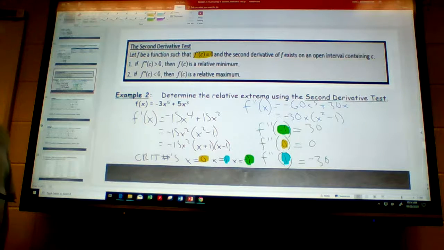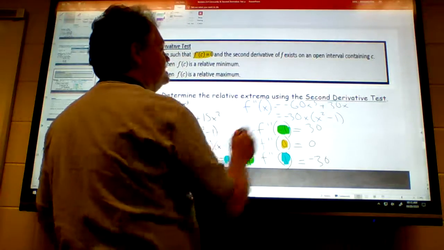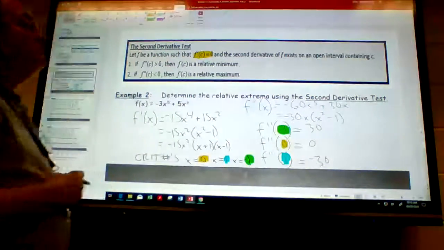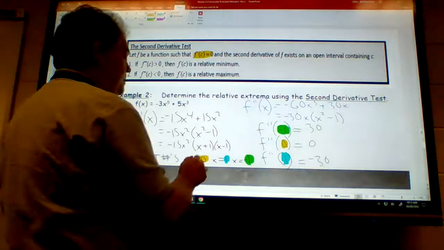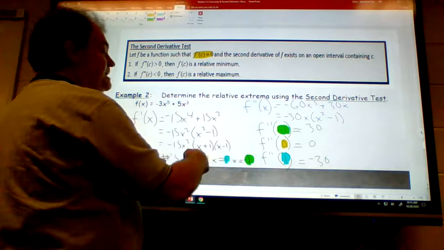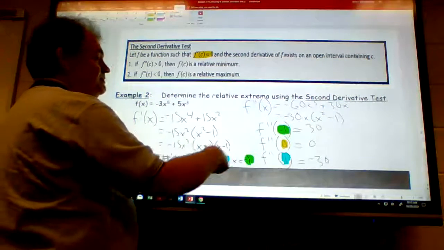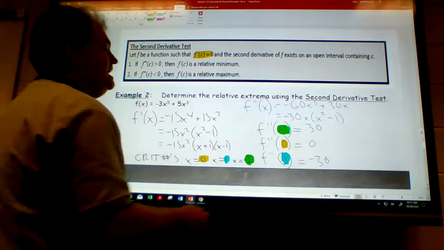Well, what I do then is I do the second derivative, and I get negative 60x to the third plus 30x. And then I plug each of these numbers into my second derivative. I'm taking the critical numbers from the first derivative and plugging them into the second derivative.